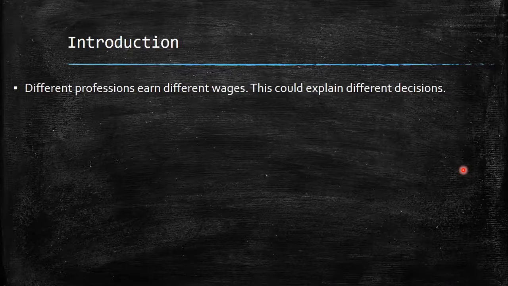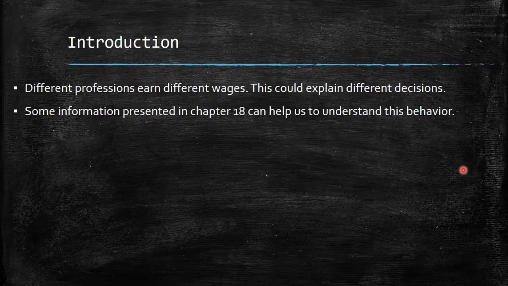Then at the end, we have noticed that different professions earn different wages. This is different for a person who chooses to be a software programmer and maybe someone who decides to pursue a life as a waiter. This could explain different decisions about how people continue to study throughout their lives.